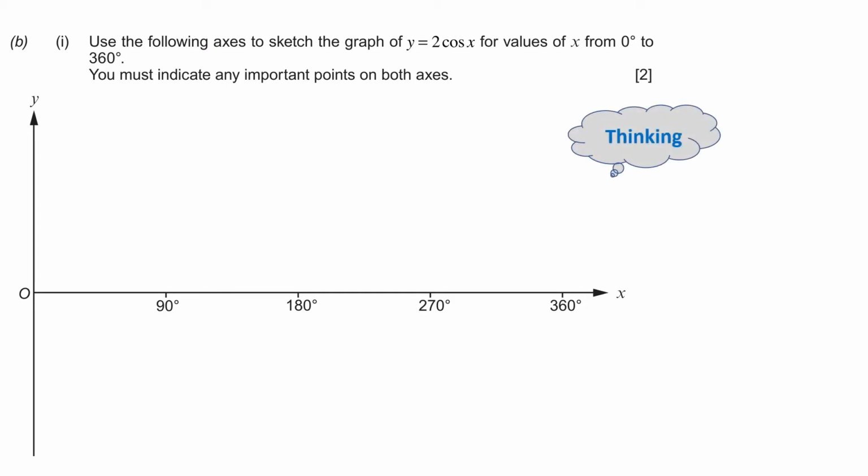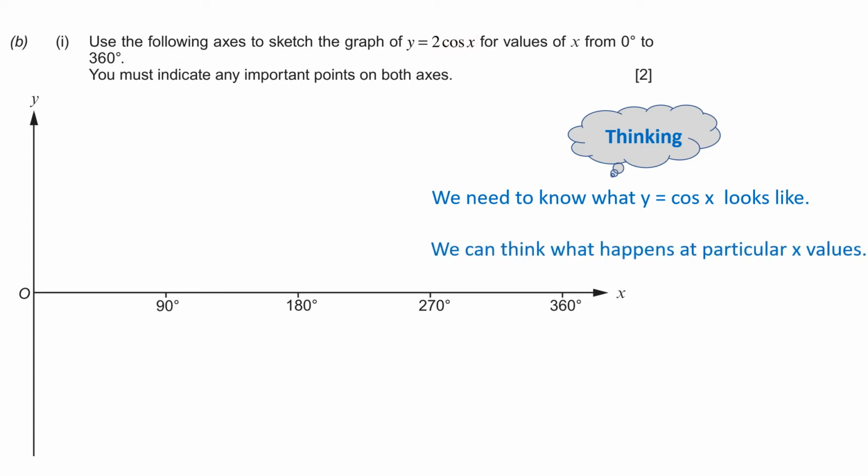So what's the thinking here? Well, first up, this is a question about sketching 2 cos x, so we need to know what y equals cos x looks like. The good news is that in the very first part of the question they actually gave us a sketch of y equals cos x, so we can use that. Secondly, something I find quite handy is to think about what happens at particular values of x, so we'll see that in the next slide.